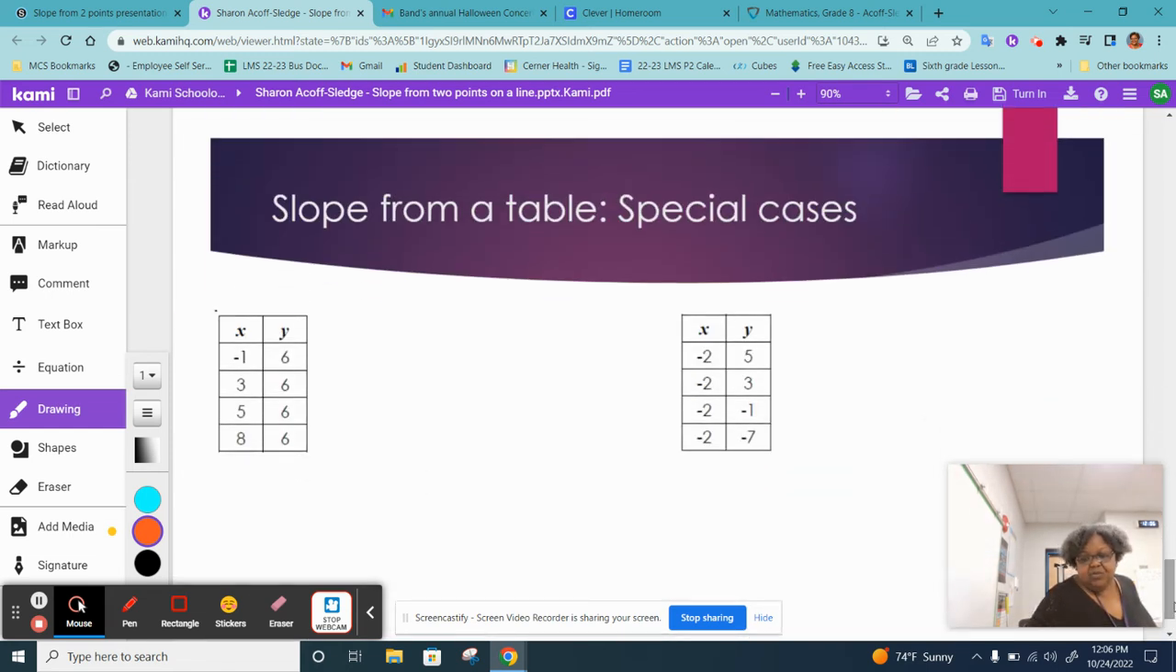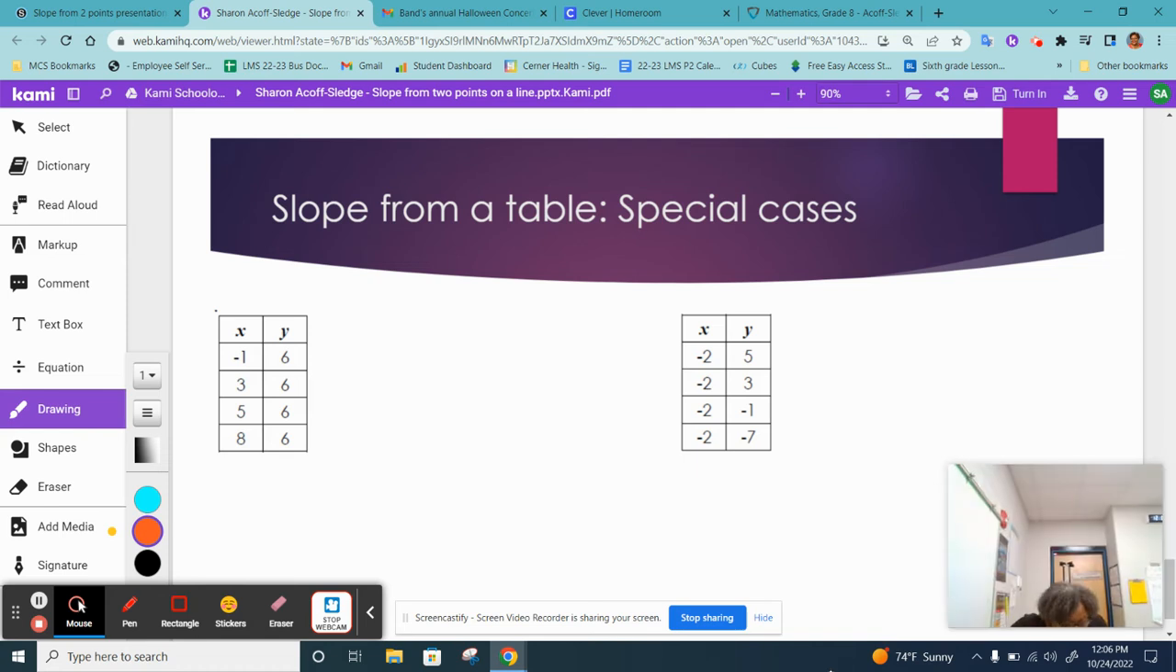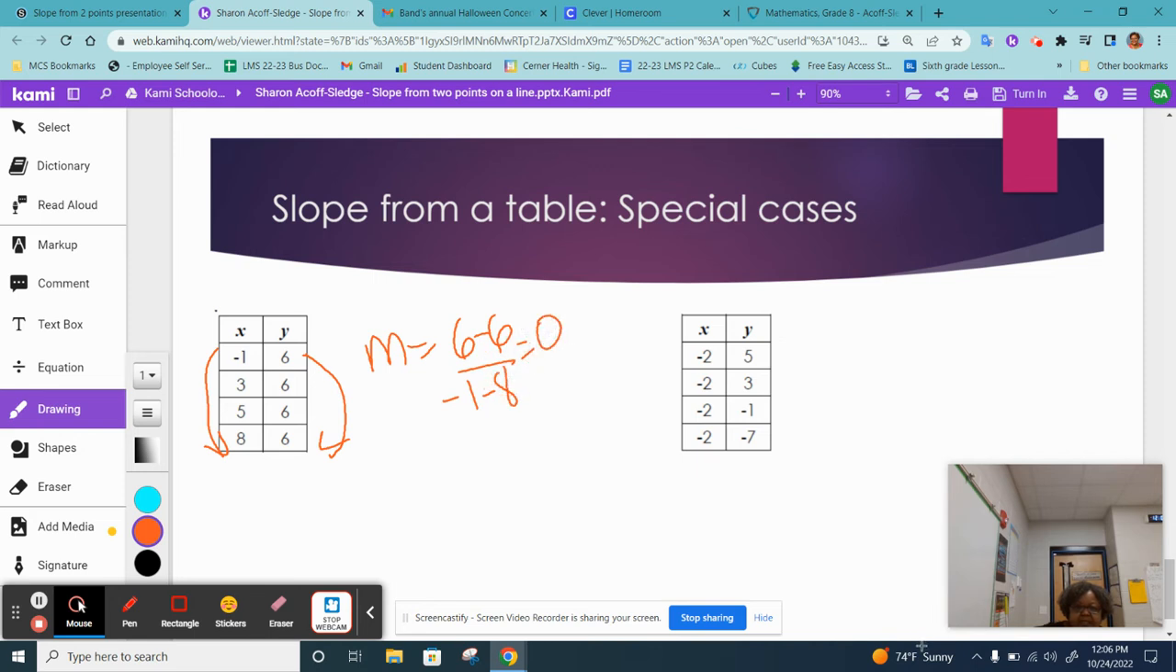And these are my special cases. It makes it a little bit easier to see. This first one is going to be 0 because there is no change in x. So my change in y is going to be 0. So I'm going to have 0 over some number, but we'll go ahead and prove it. I'm going to go from this number to this number and this one to this one. So this is going to be 6 minus 6 over negative 1 minus 8. So that's going to be 0 over a negative 9, and that's 0. Once you see that 0, as long as that isn't 0, just stop.